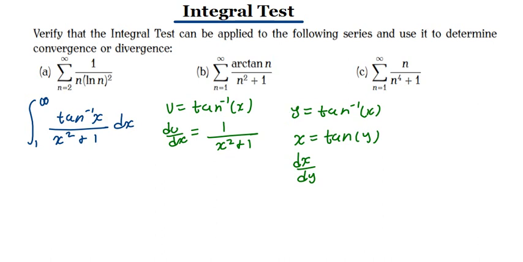Can you imagine how interesting it is? Like you have the inverse of the inverse. Okay, so the derivative of this one here is nothing but sec squared y. And we know that sec theta is the same as 1 over cos theta, so I can write this as 1 over cos squared y.